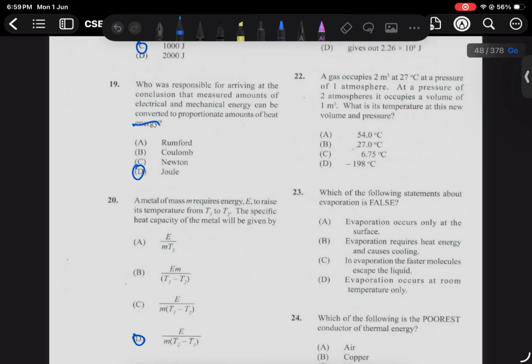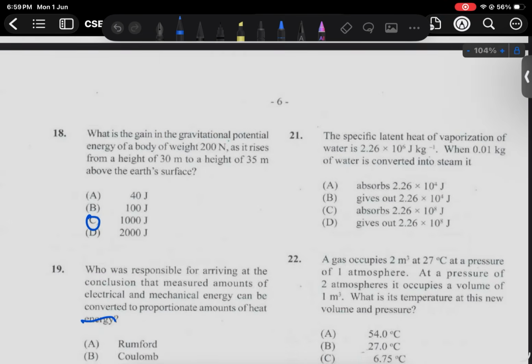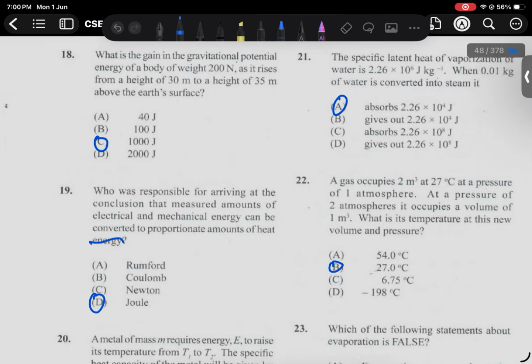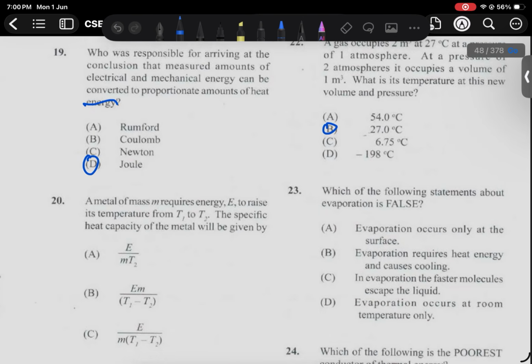It's E over m. The specific latent heat of vaporization of water is 2.26 multiplied by 10 to the 6 joules per kilogram. When 0.01 kilograms of water is converted into steam, you have to absorb it. Repeat question. A gas occupies, this is also a repeat question. Which of the following statements about evaporation is false?